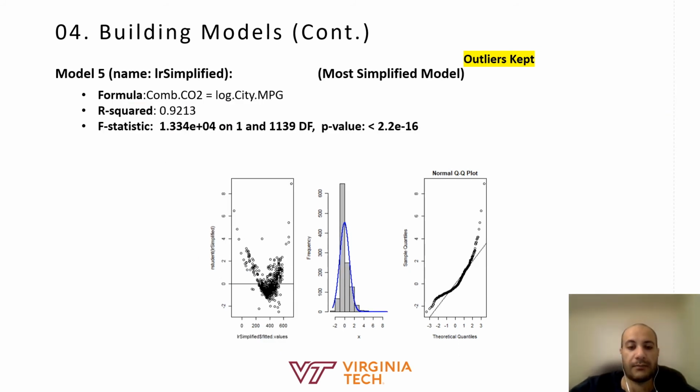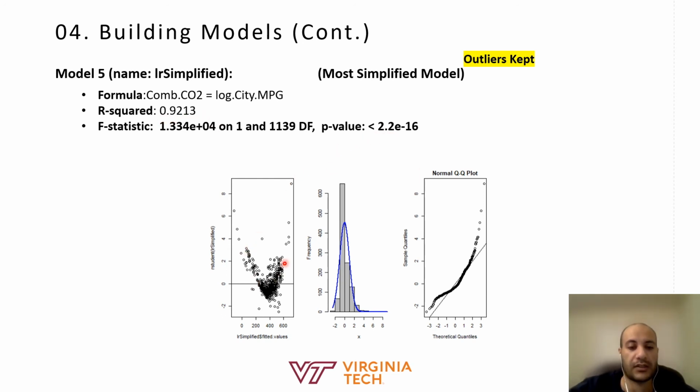In the field, we don't have time to calculate this long equation. So in the last model, I said we need to simplify the model as much as we can. I will just include the most significant variable in the dataset, which is the log city.mbg. And as expected, the R square is reduced to 92%, and the F statistic is very, very low as well.